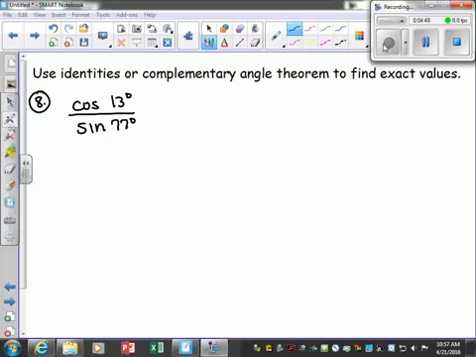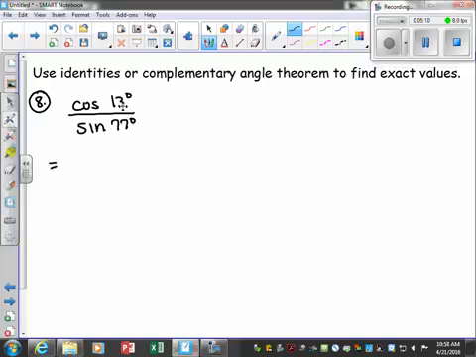Okay, our next one, same directions, but we give cosine of 13 degrees over sine of 77 degrees. Now I have some options here. I can either work with this one or I can work with this one, but typically I would suggest working in the numerator if possible.